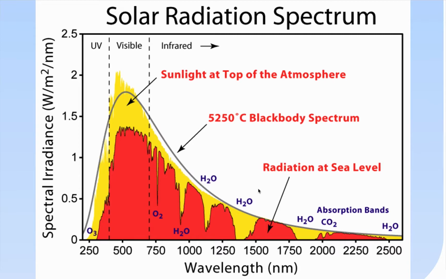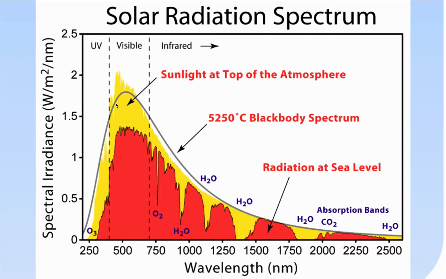So let's look at it in a little more detail here. This is the solar radiation spectrum. Again, the units are important. So the vertical axis is spectral irradiance in watts per meter squared per nanometer. So the units are a little bit different than what you saw before. You saw microwatts. Here it's watts. And instead of per micrometer, this is per nanometer. Okay. So the numbers here are a little bit different.